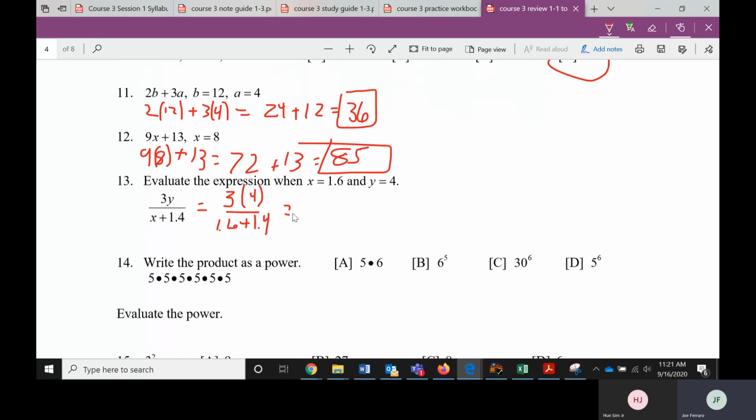Okay, now you treat the top and bottom separately until we're ready to divide, which means we have a number on top, a number on the bottom. So 3 times 4 is 12. 1.6 plus 1.4 is 3. Now you just divide. 12 divided by 3 is 4.